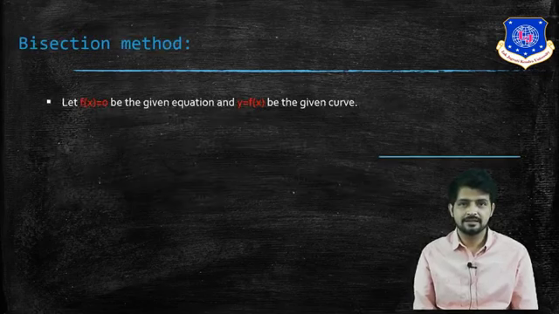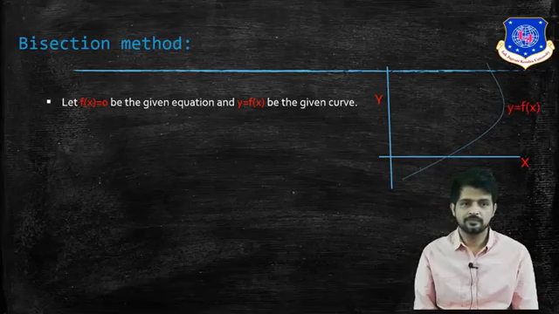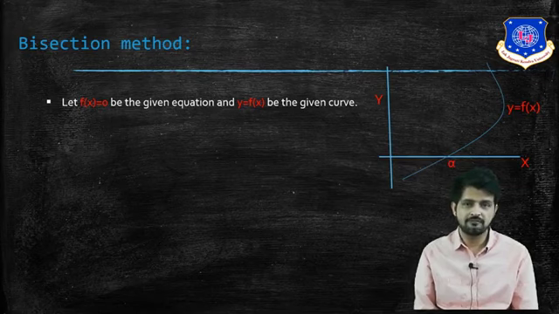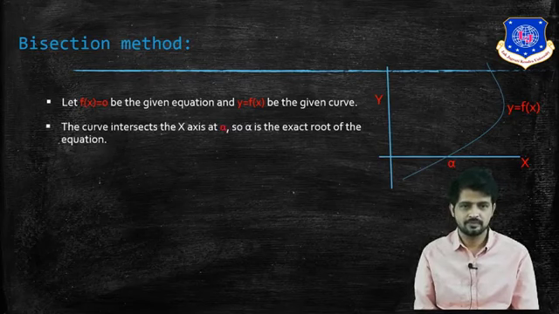Let us study this method graphically. So first of all we are considering the x-axis, then the y-axis. A curve y is equal to f of x is given. Okay, y is equal to f of x intersects the x-axis at alpha. So we can say alpha is the given root of the equation. Alpha is the exact root of the equation, right? f of x equal to 0 is the given equation. We have to find the value of x. And what is the exact value of x? The exact value of x is alpha. Fine.